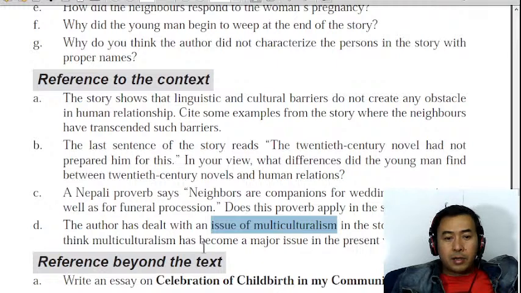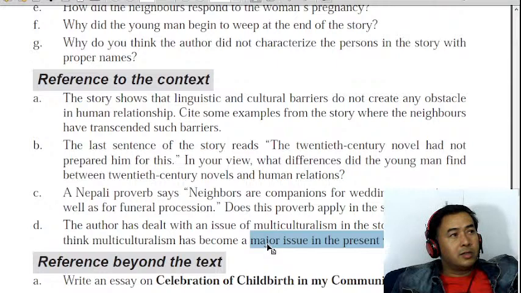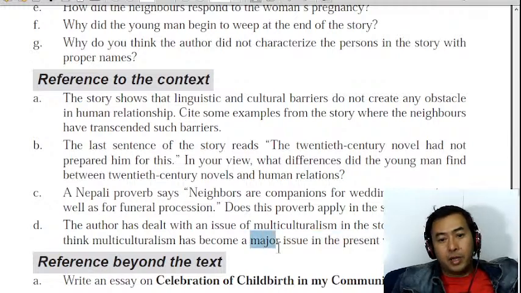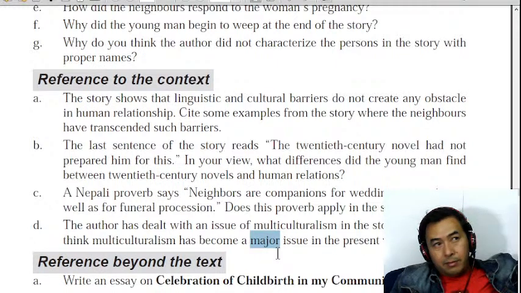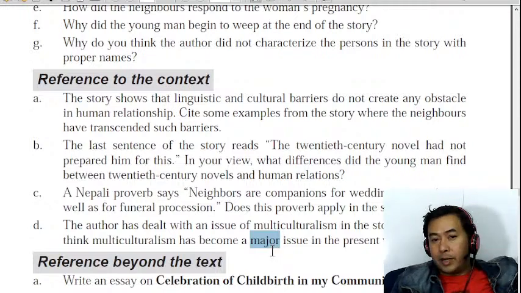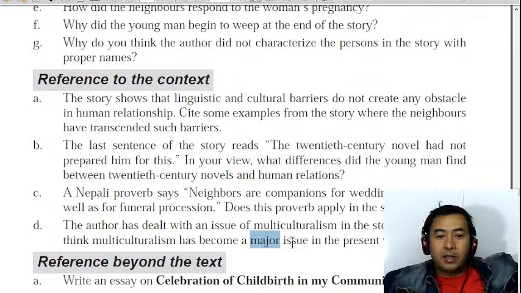Why do you think multiculturalism has become a major issue in the present world? Because of migration. Simple. Because of migration, people have been migrating from one culture to another culture. They are not able to adopt a new culture in the locality where they are migrating. They actually miss their own religion, their own culture of their own country, despite migrating for the sake of a job or a better living standard with the help of science and technology. Still they feel isolated. Still they feel like they are unknown.